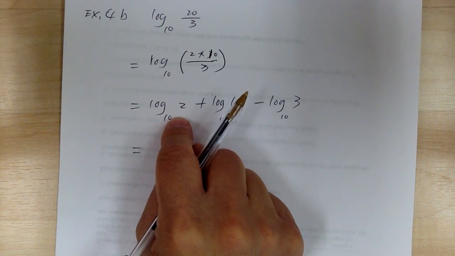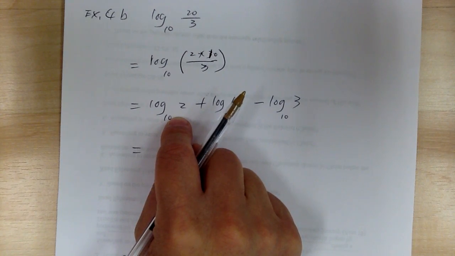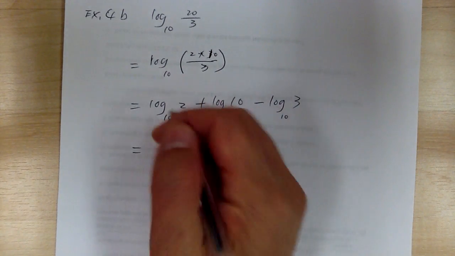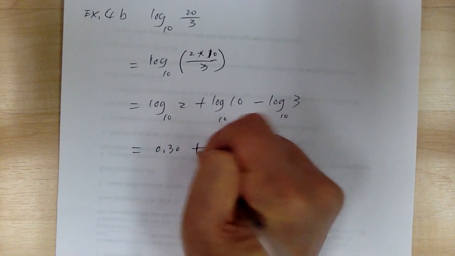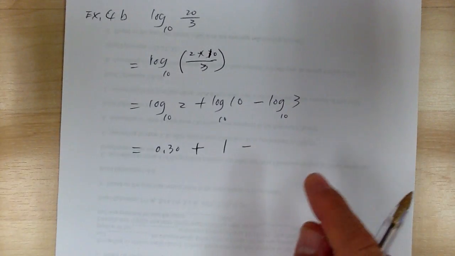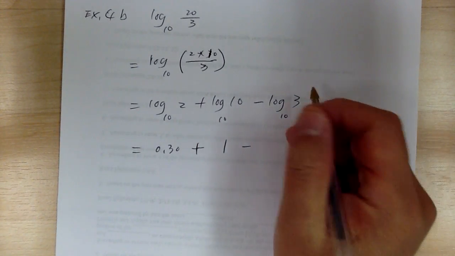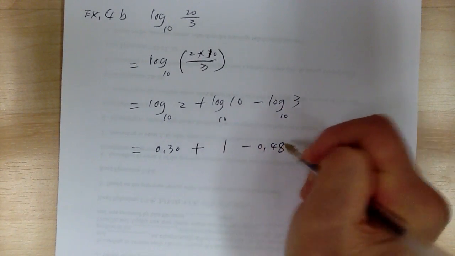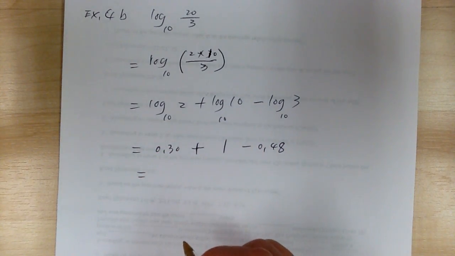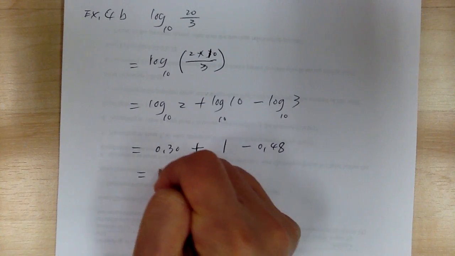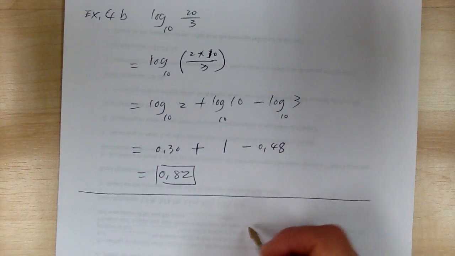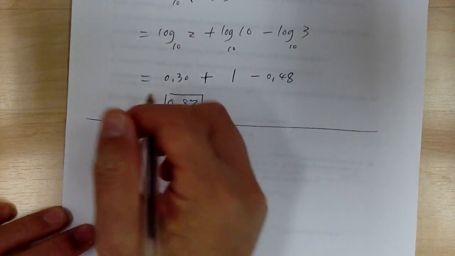So log of 2 is 0.30. Log of 10 is 1, right, from here. And log of 3 is 0.48. And so when you add all this together, you get 0.82. Okay, let's go to example 4c.